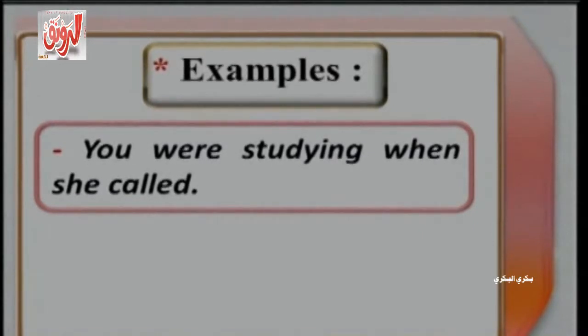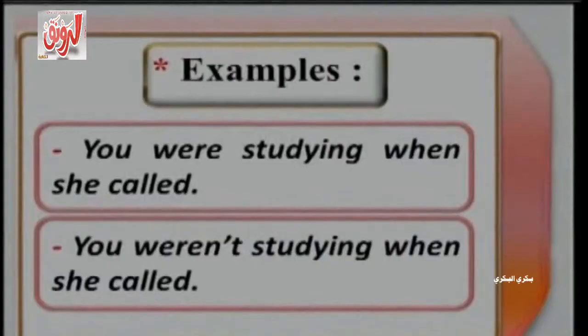What do we mean by long and short? Long means it takes a long time. Short means it takes a short time. They are linked by the adverb when. You were studying when she called. When you were studying, she called. This gives us one function of the past continuous tense: we use it to express two actions, one long and the other short. You were studying, long action. She called, short action, linked by the adverbial when.